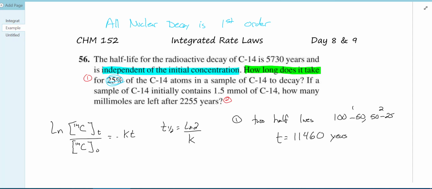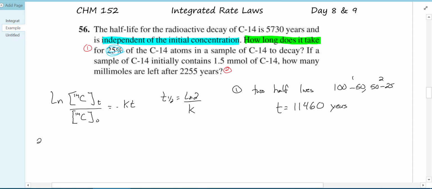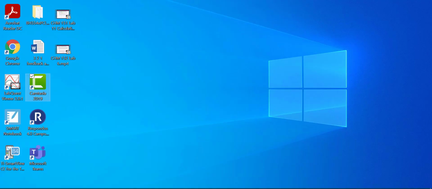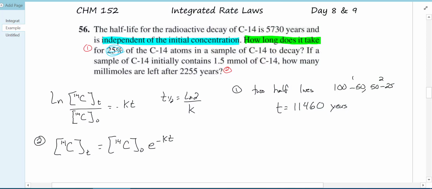Now, for part 2 here, I need to do a couple things, right? Because we're looking for how many millimoles are left after 2,255 years. So I'm going to have carbon-14 at time t equals carbon-14 at time 0 times e to the negative kt. Right? We have t. We got to get k.